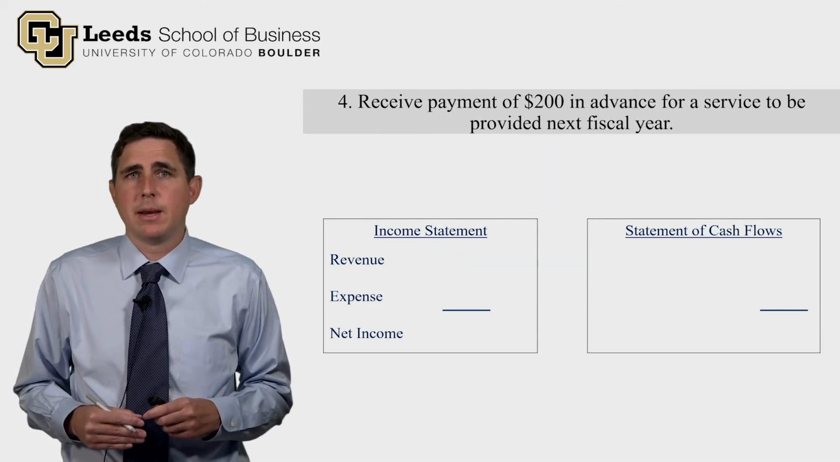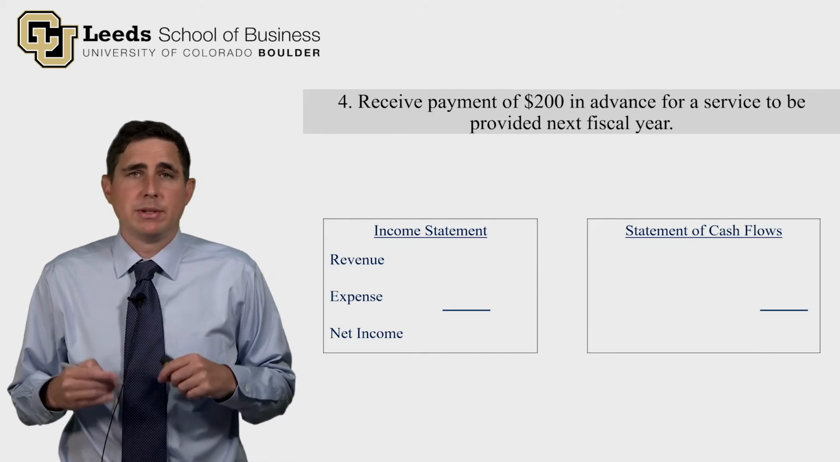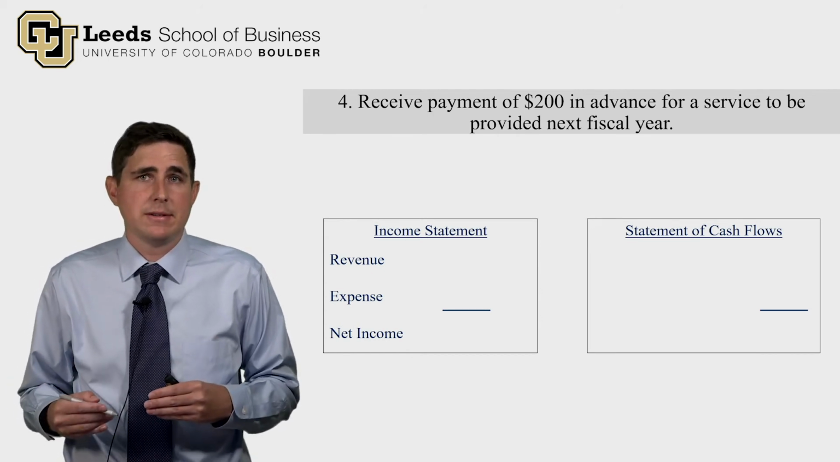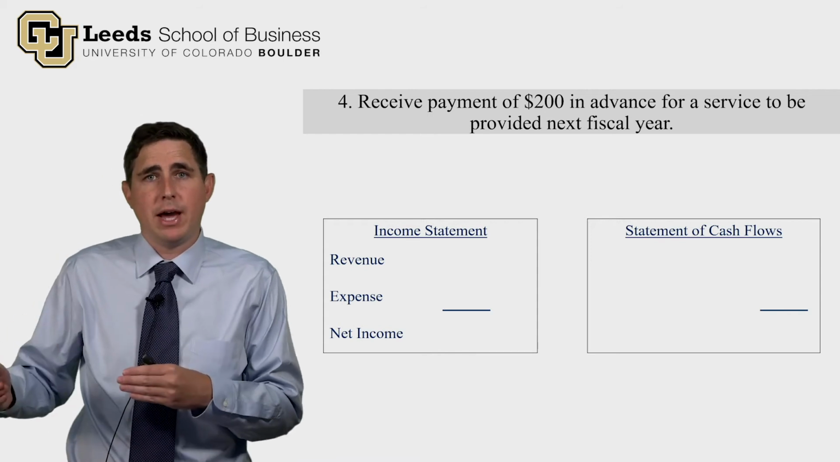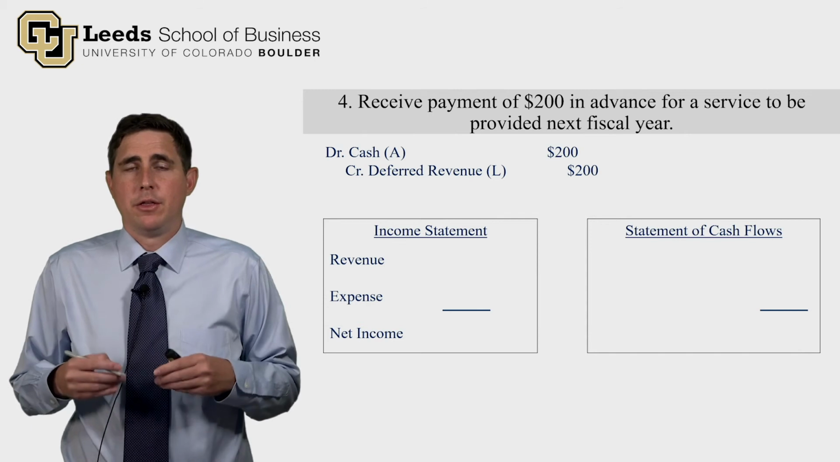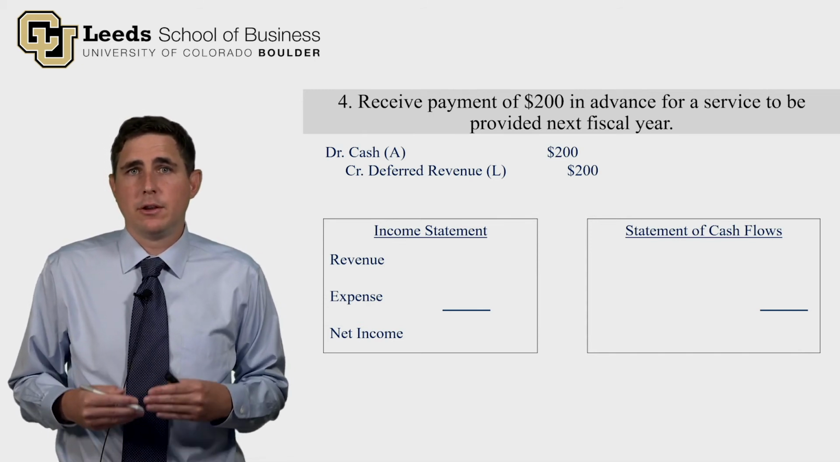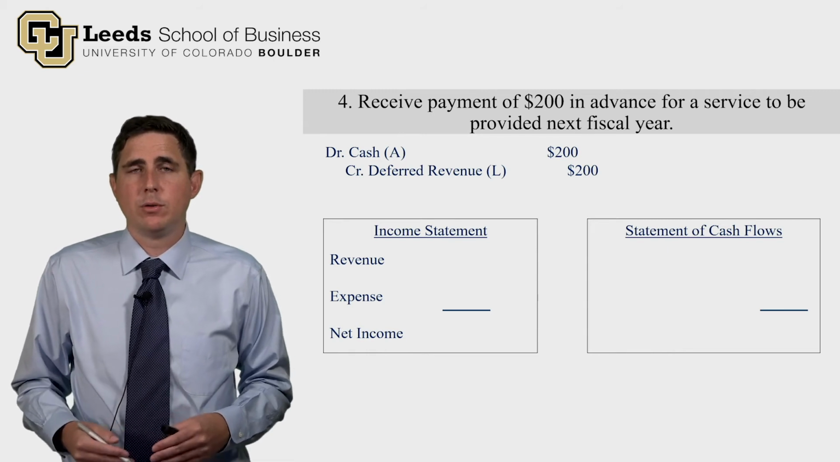Now let's talk about example number 4. Again, we're receiving a payment. We're receiving $200 in cash, and this is an advance for services to be provided next year. So this is a deferred revenue situation. The journal entry is a debit to cash for $200 and a credit to the deferred revenue liability account of $200.